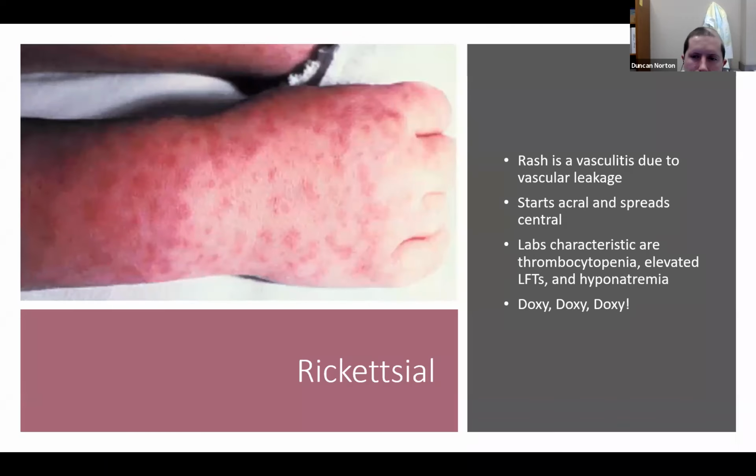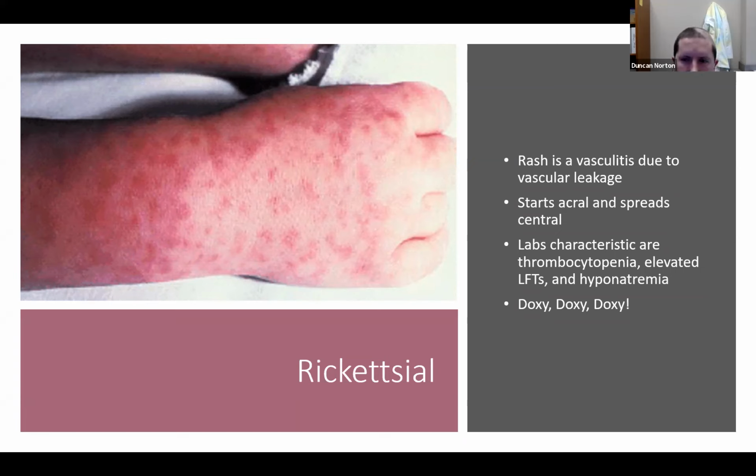The first one you got to know about is your rickettsial diseases. The rash itself is a vasculitis, so it's not actually an exanthem. It's more of a petechial type rash. It starts on the hands and feet and spreads centrally. You have to treat this right away. Don't wait for serologies or anything, because this will kill you dead, as Dr. Hahn likes to say. The treatment, regardless of age, is doxycycline.